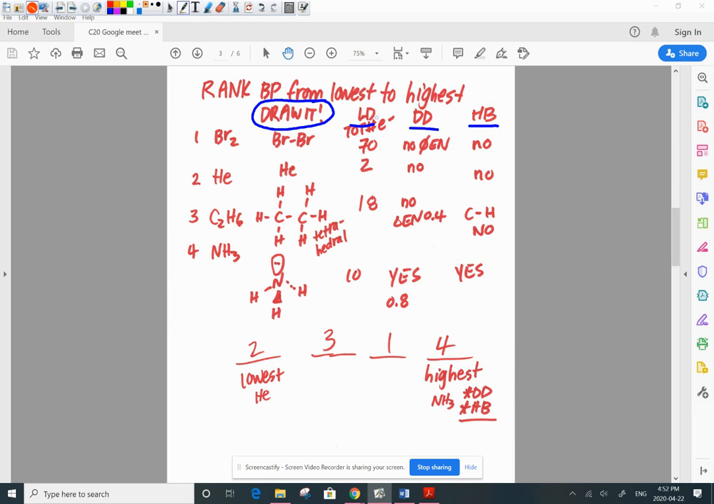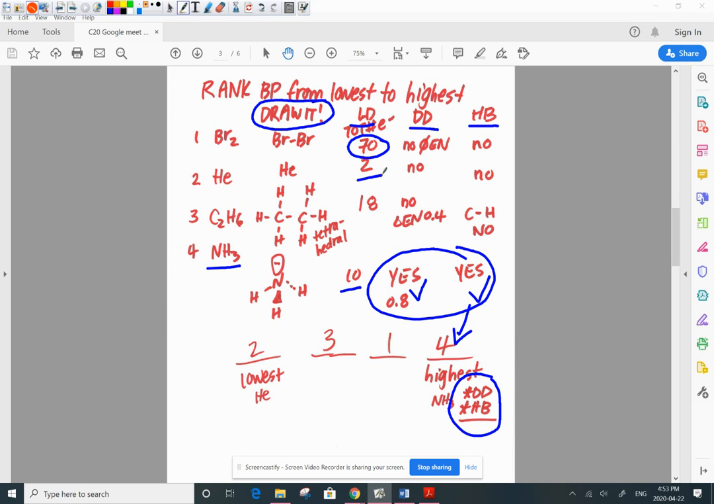Again, London is the total number of electrons. So a lot of you probably were like, wow, bromine has 70 electrons. But you know what? It is not going to have the highest force, because here's a guy who has the two strongest forces. Ammonia is only 10 electrons, but it has more dipole because it's polar, and it has this really super ultra strong hydrogen bond. So it's actually going to have the highest boiling point because it has more forces and more stronger forces. So helium obviously only has London, so he's the lowest.